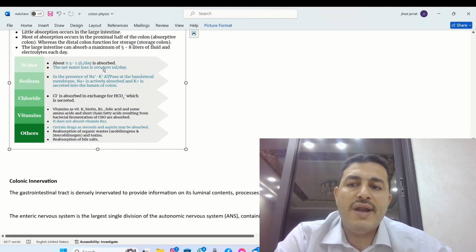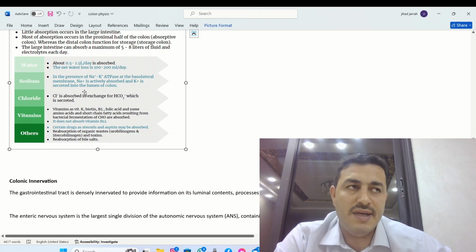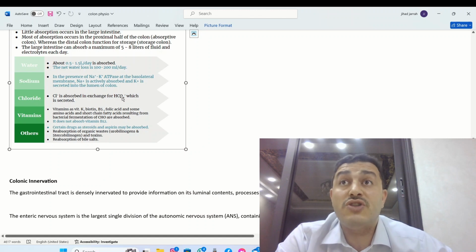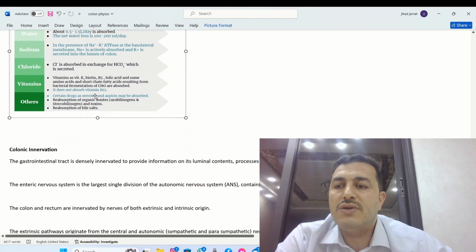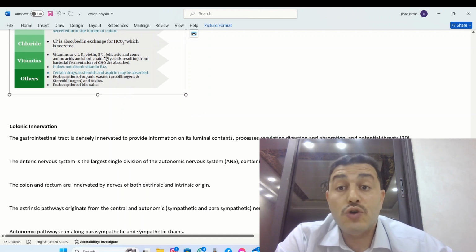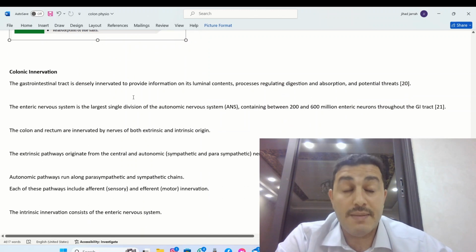What we lose is 100 to 200 milliliters per day with feces. Sodium is also absorbed, as we talked about. Sodium is actively absorbed and potassium is secreted in the colon. Chloride is absorbed in exchange with bicarbonate. We already talked about that. Vitamins such as vitamin K, biotin, vitamin B5, folic acid, but not vitamin B12, are absorbed. Short chain fatty acids too. Some drugs such as steroids and aspirin can be absorbed.